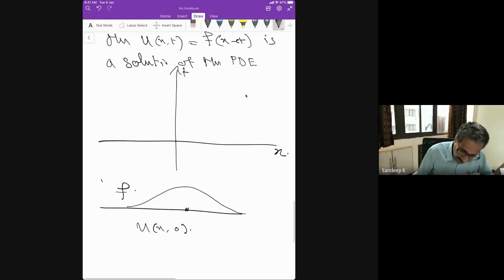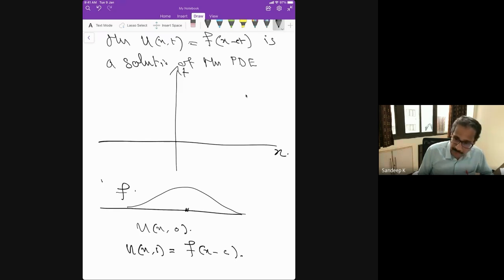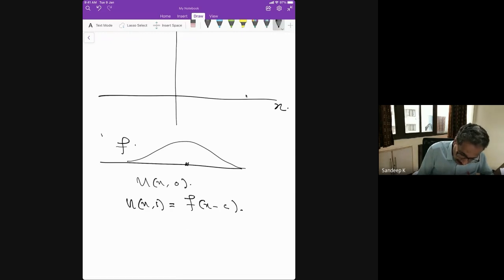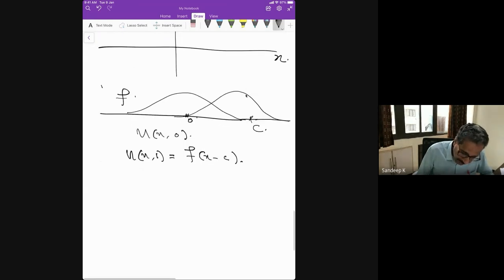Then as time progresses, say take time t equal to 1, how will this solution become? u(x,1) is going to be equal to f of x minus c. Assume for example c is positive. Then how does the picture of u(x,1) look? Suppose c is somewhere here, then this profile would have just shifted like this.